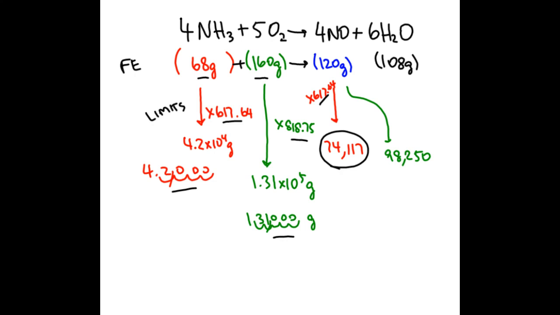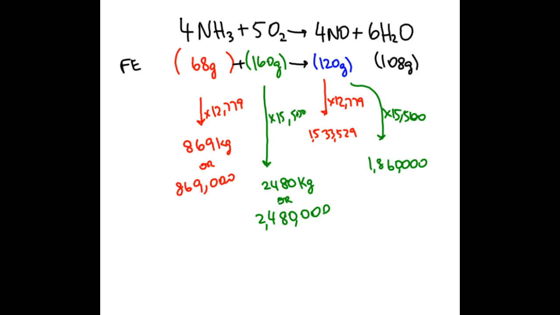So NH3 limits. Letter C, we have two different masses, kilograms. I have them written down an easier way. You're figuring out the conversion factor, you're doing the same thing, and what you find is NH3 limits, because this is the lesser amount, and because we chose the right product, that is the answer for letter C.